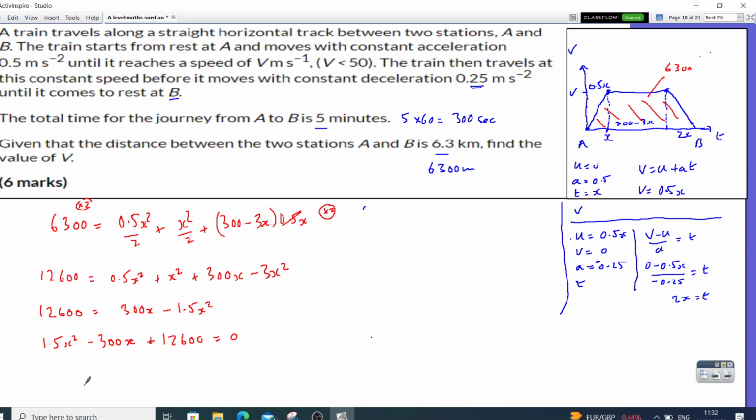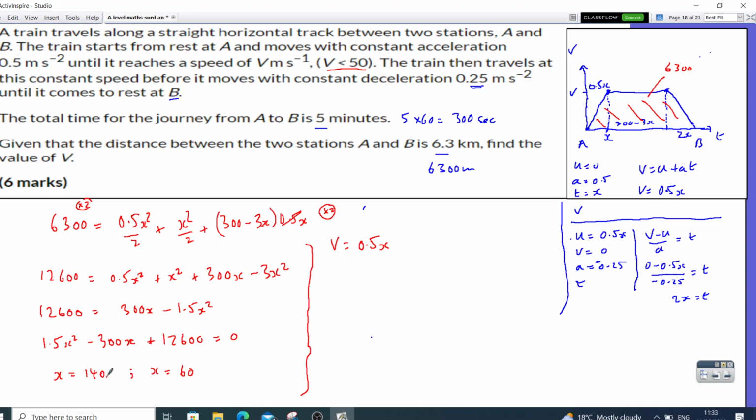Now I'm not going to do any funny business, I'm just going to go straight to my calculator and type it into my equation solver, and it will give me x equals 140, or the other option will be x equals 60. Now at the moment, because velocity has to be less than 50, you might think both fail, but x is not the velocity. As we can tell from here, velocity is equal to 0.5x.